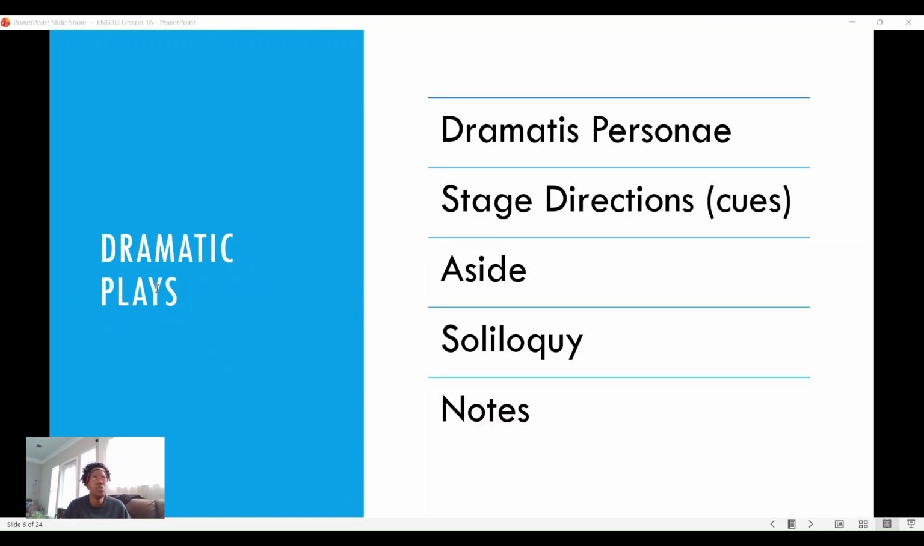Now, how do you identify a soliloquy? If you're reading a play, you can usually identify a soliloquy when it's longer than 10 lines. It's really long dialogue.